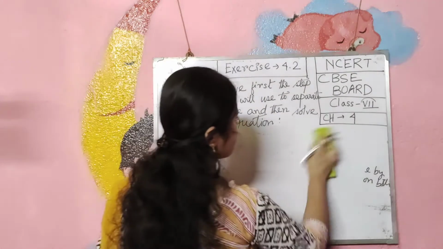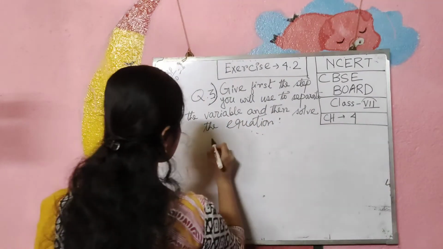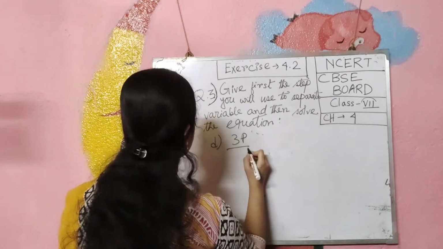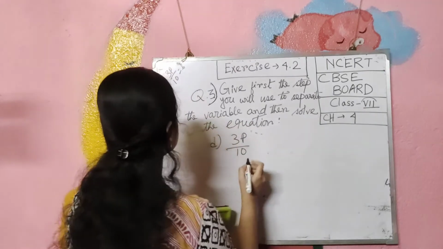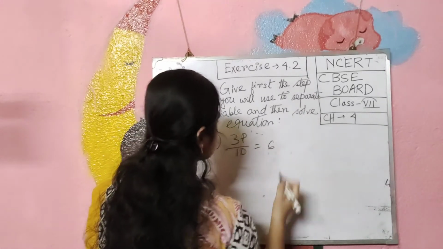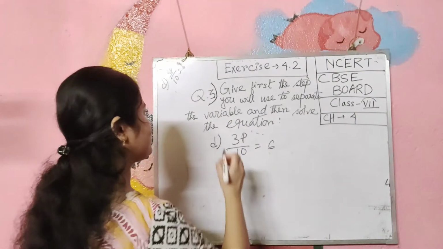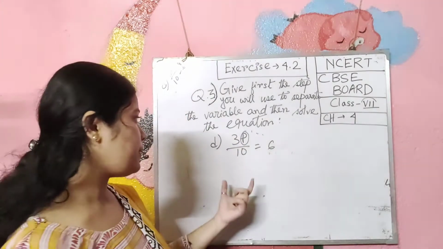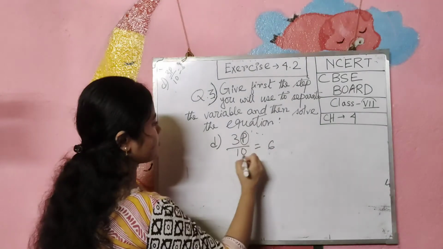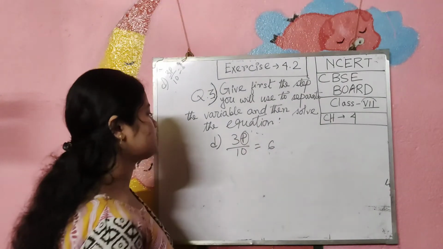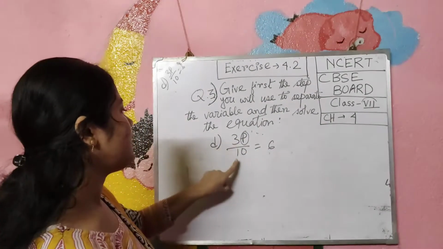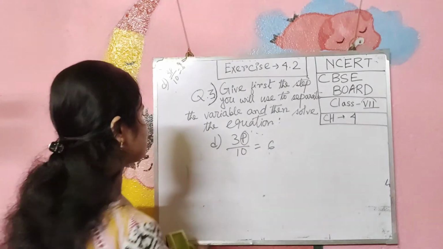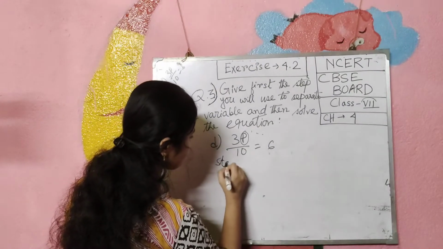Okay, the next example is what? Question number 3, D1, that is 3p by 10, or 3p upon 10, equals 6. So I will separate the variable, which is p. In this equation, on the left-hand side, 3 is multiplied and upon 10 means 10 is divided.